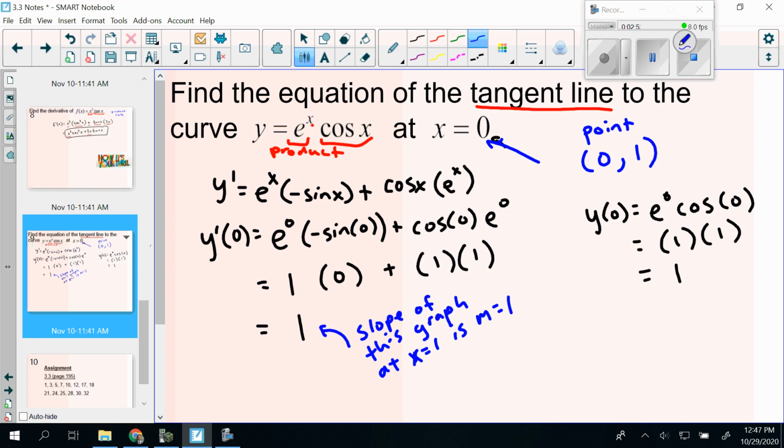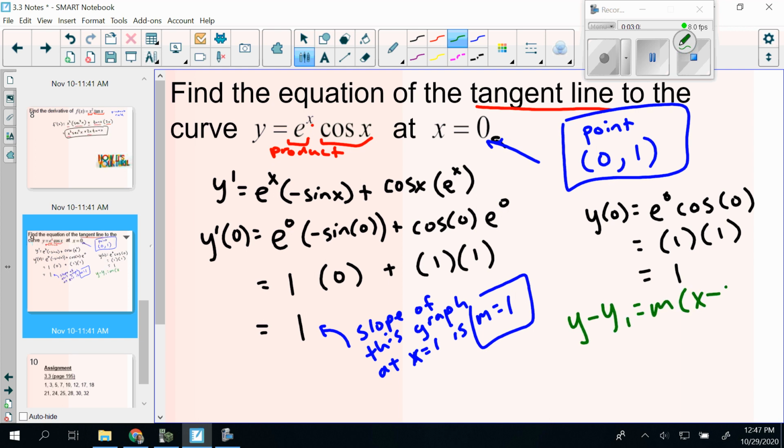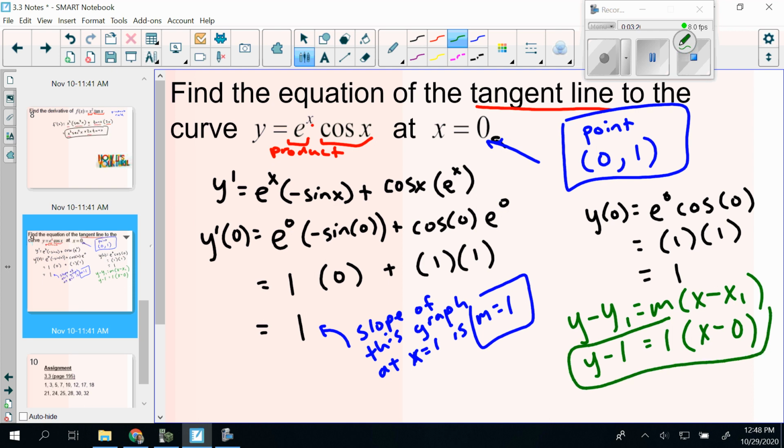So now that we've got this point and this slope, we should be able to write our equation for our tangent line. You could use something like point slope here to do that. So our slope is 1. This is 0. This is y minus 1. On the exam, that would be good enough right there for your answer, unless they want it in slope-intercept form.